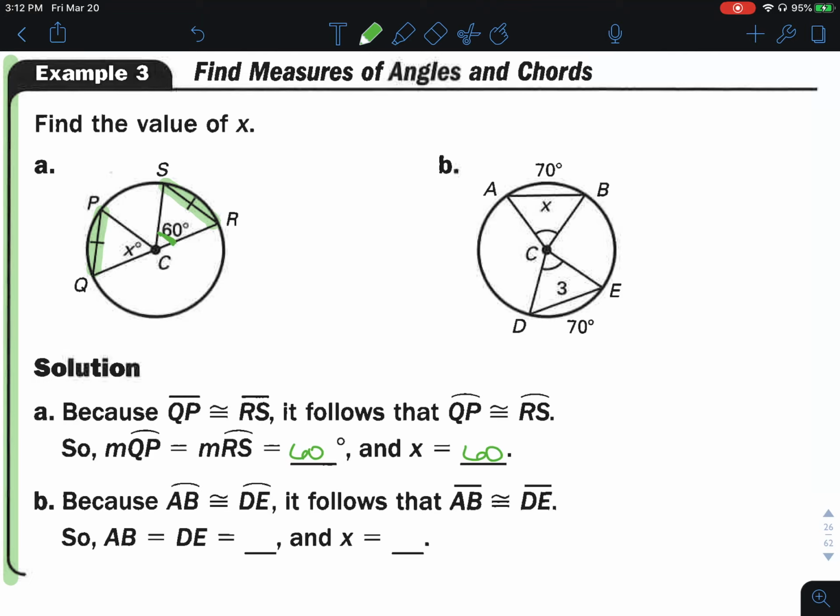Because this arc is 60, and my two sides are congruent, this arc and this have to be congruent. So they're both 60. All right, let's talk about B. Because arc AB and DE are congruent, because they both equal 70 degrees, and my arcs are right here, it follows that my segment AB is congruent to segment DE. So AB equals DE, and because DE we know equals 3, we know that AB, or x, also equals 3.